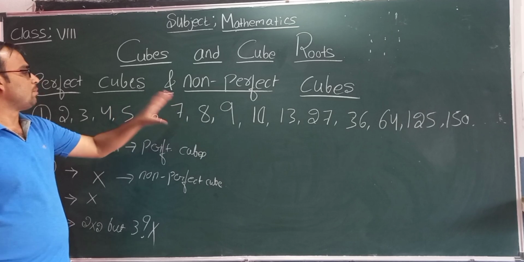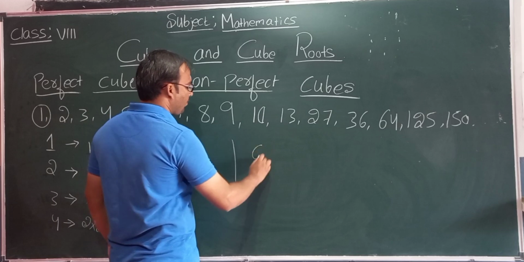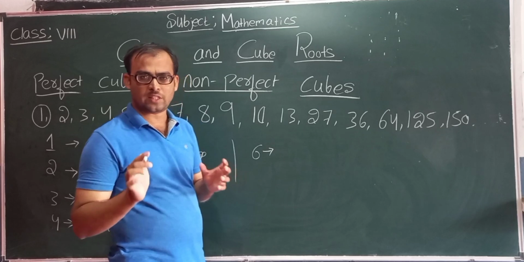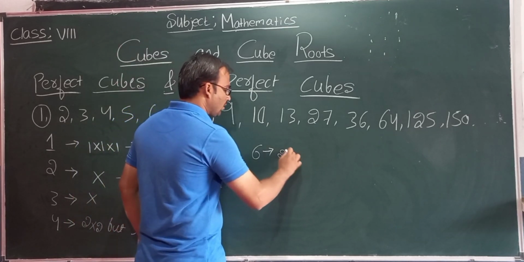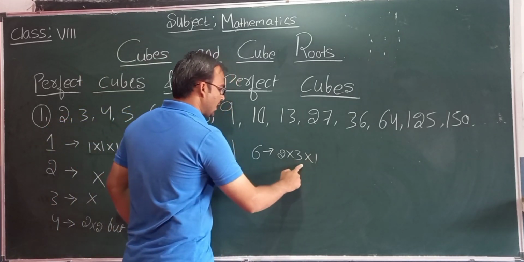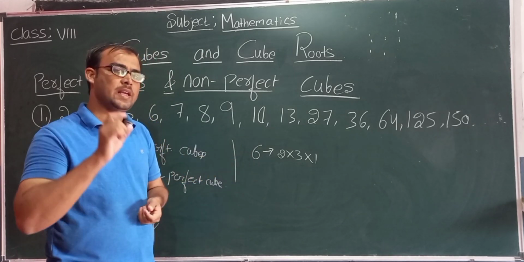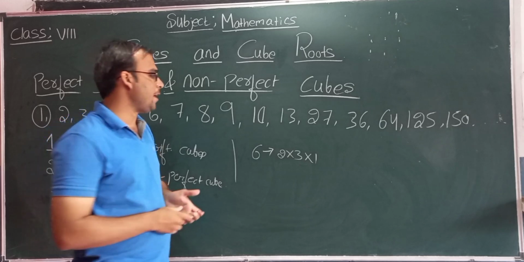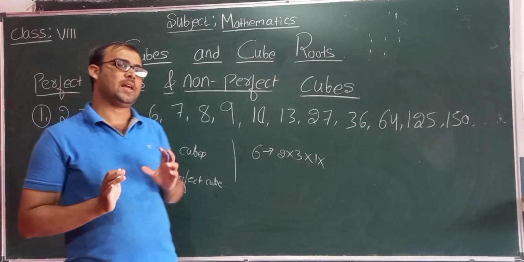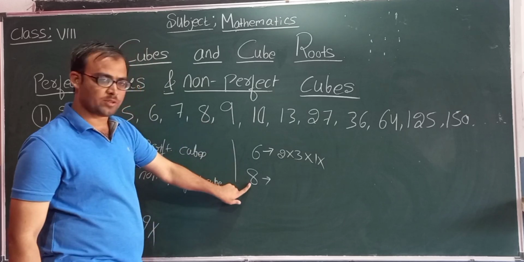Here there are some examples students have written. Again you can take 6. Is there any number? The same number should be there. So you should not write like this: 2 threes are 6, we are getting 6, or 6 ones are 6, we are getting 6, so it is a perfect cube. No, it is not like that. You should multiply the same number 3 times. Just think, students, is there any such number that when we multiply 3 times, we are getting 6? No.